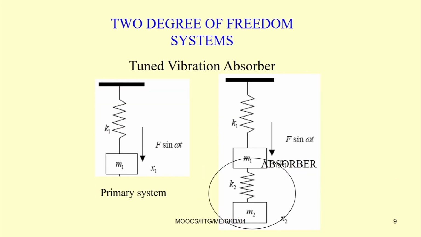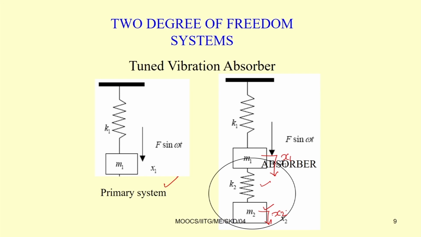So, let us take the case of a tuned vibration absorber. Already in the introductory class I told how we can absorb the vibration of a primary system by adding a secondary system. The secondary system contains a spring and mass. Now we can write the equation of motion of the system. For example, for the primary system let the displacement be x1, and for the secondary system the displacement be x2.